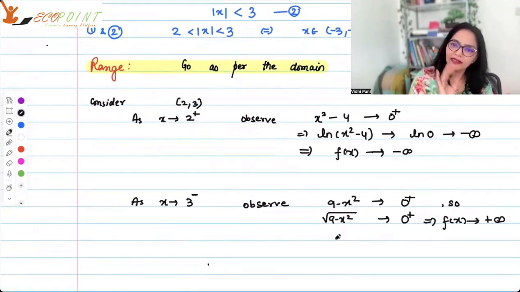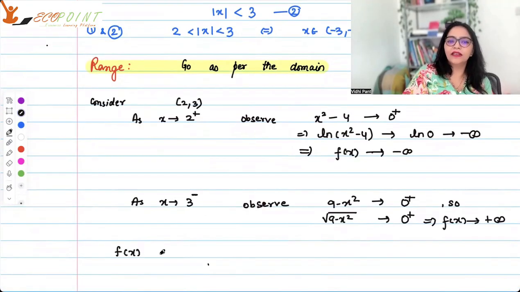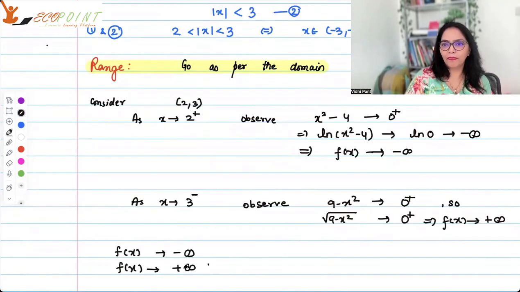Now, with this analysis itself, what do you get to know? You get to know that f(x) is tending towards minus infinity, and f(x) is tending towards plus infinity. So that means f(x) is generating values between minus infinity and infinity, right?